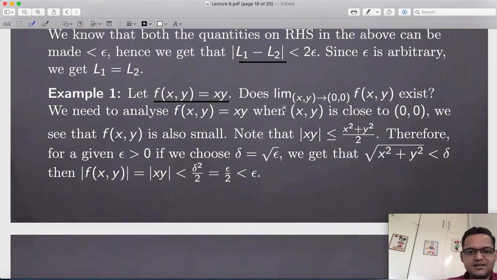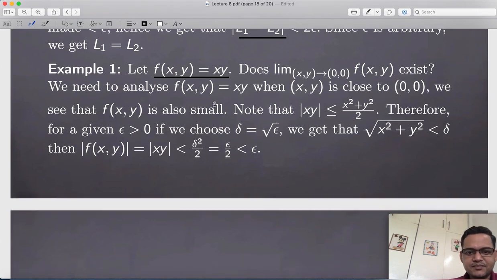You can see that when x and y both are approaching 0, the product is also going to approach 0. So our guess is that this should be 0, and how do you prove it? You just write it down. First you have to make a guess, and then you try to prove it. So I need to compute |xy - 0|, because L is 0 here, but you don't want to write that 0 again and again. So |xy| is less than or equal to this number. You know this, correct? It comes from (a - b) whole squared.